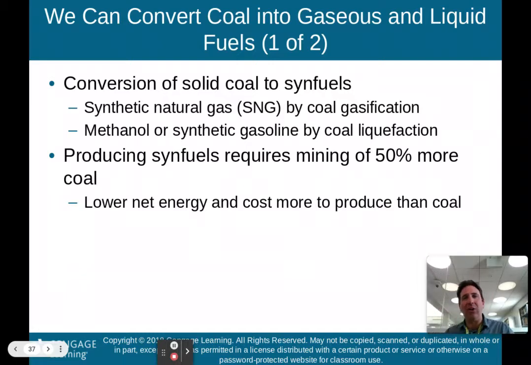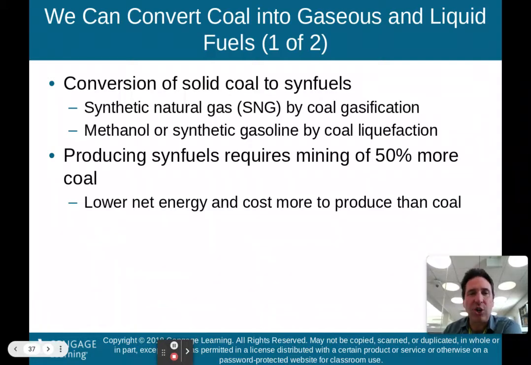We can convert coal into gaseous and liquid fuels. Conversion of solid coal into what's known as synfuels, synthetic natural gas, SNG, by coal gasification, or methanol or synthetic gasoline by coal liquefaction. Producing synfuels, though, requires mining 50% more coal, and you get a lower net energy and cost more to produce than coal. So not exactly sure this is the way to go. Just understand that there are these synthetic ways to convert coal into gaseous and liquid fuels.